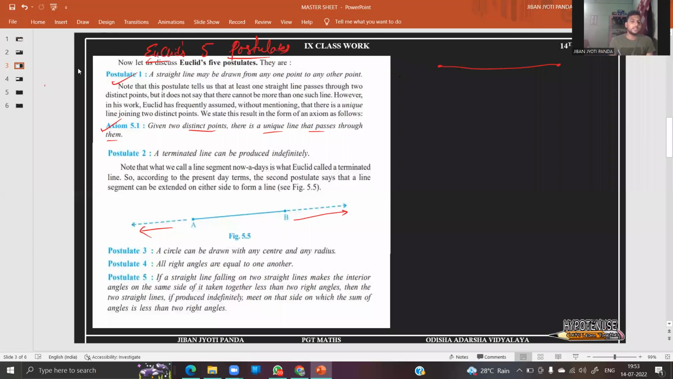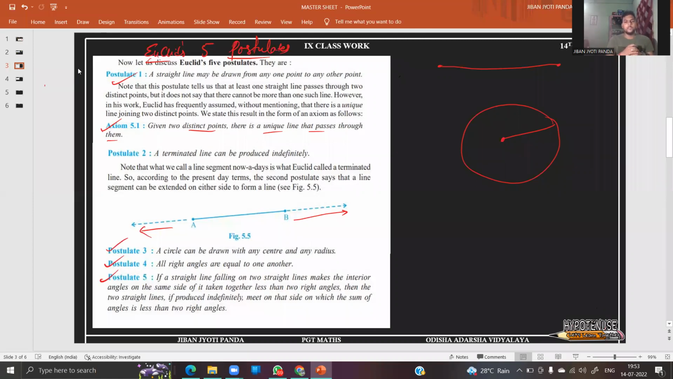Postulate number 3, a circle can be drawn with any center and radius. इसको सबको पता है. अगर मेरे पास एक center है और कोई भी एक radius given है, radius को लेकर मैं एक circle बना सकता हूँ आराम से, without any hesitation. Postulate 4: All right angles are equal to one another. ये भी सबको पता है कि जो coincide करते हैं, सारे 90 डिग्री equal होते हैं. All right angles are equal. Last one is very important.